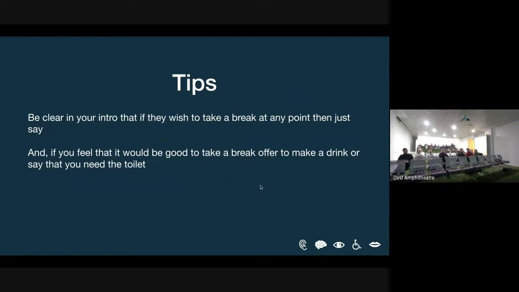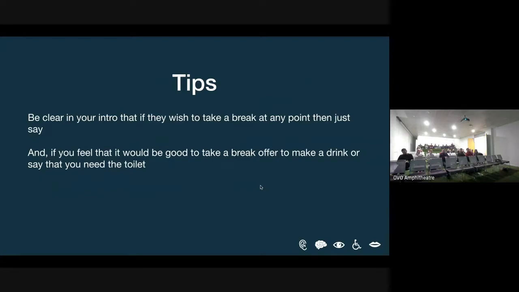Be clear in your intro that if people want to take a break at any point, they can do so. This is something that is included in any research, but I think it's really important to include it when performing research with people with access needs, because certain things can be more tiring. And also, if you feel the other person needs a break, but they're not saying anything, just say, oh, I'm going to grab a coffee, do you fancy one? Or I'm just going to nip to the toilet. And that gives them that space if they need it.